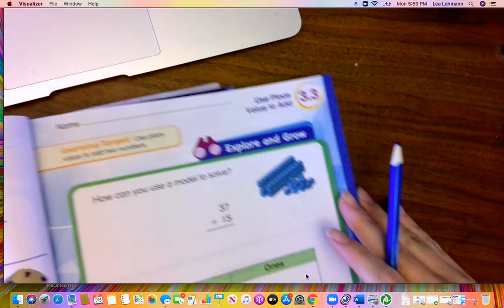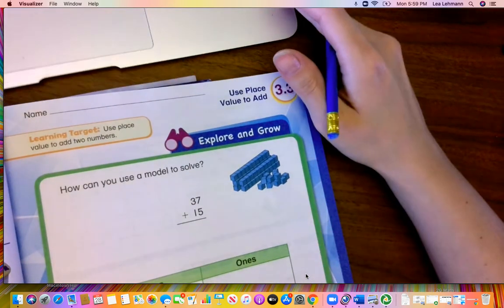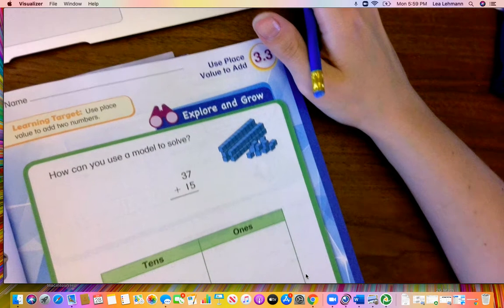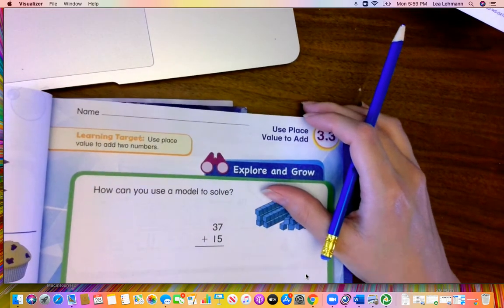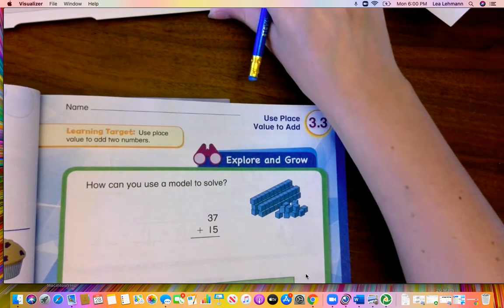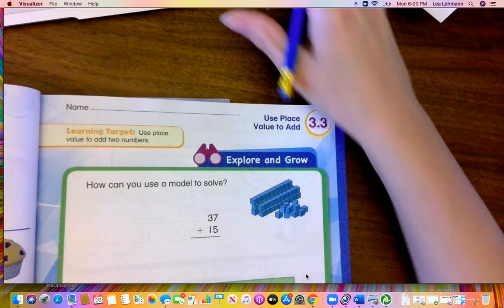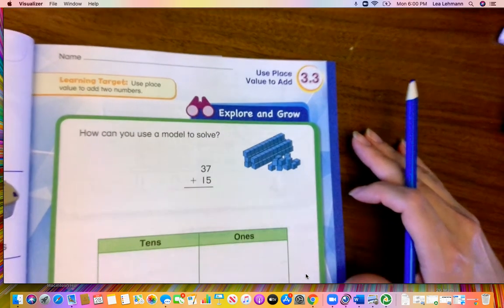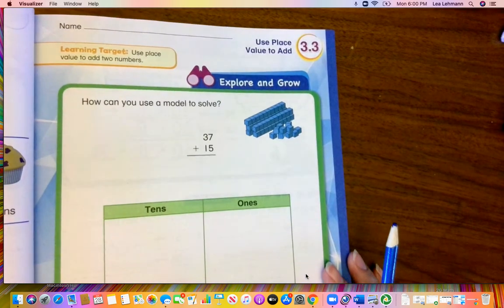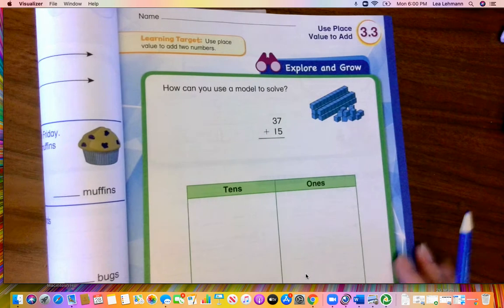This is 3.3. Okay, gotta get all straight. You guys can see. Okay, there we go.